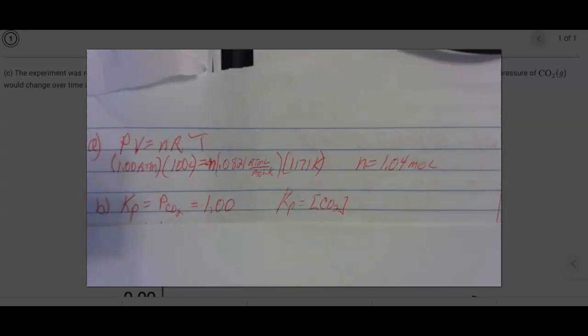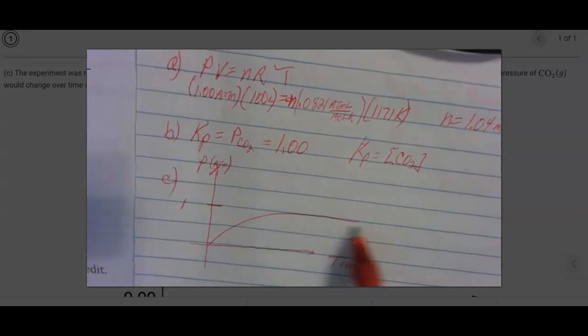It doesn't matter. And remember, there was calcium carbonate left in the chamber anyway. It wasn't like it all got used up. So it has no effect. So the graph should flatline at 1 atmosphere again, just like it would have been the first case. All right.